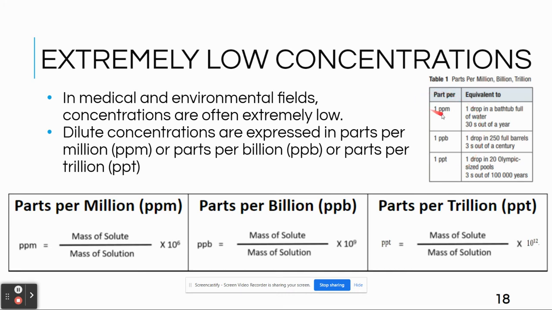And so you can take a look at what ppm, ppb, and ppt actually mean in terms of concentration. So if we had 1 ppm, that's like almost saying 1 drop of something in a bathtub full of water, or like 30 seconds out of a year. That's how small of a concentration that is.